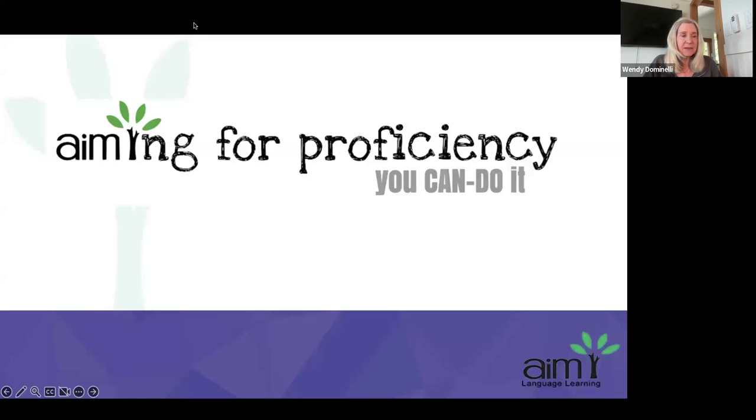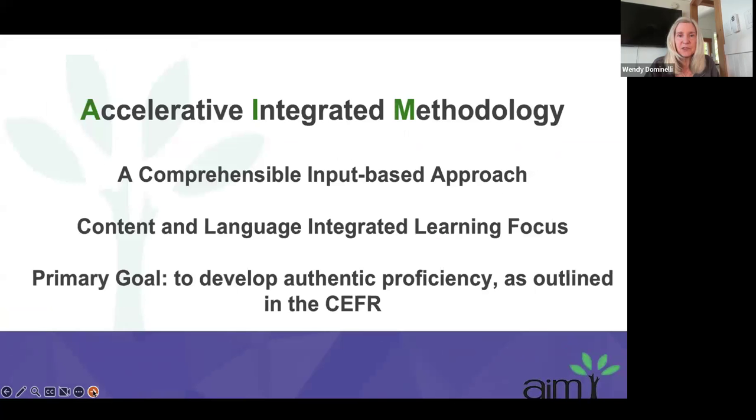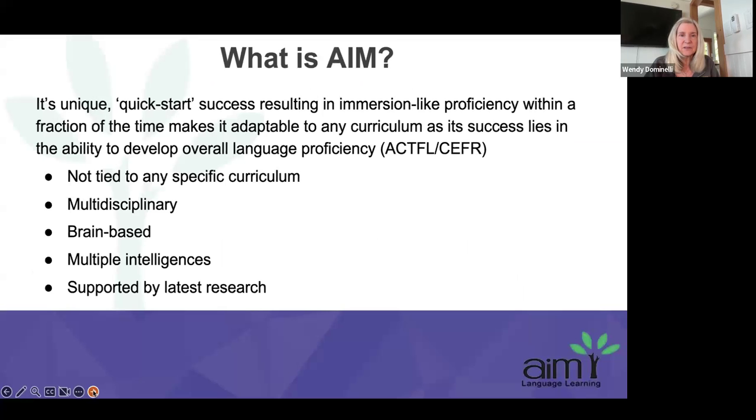And I'm really happy that the new guidelines out there, no matter what province or even country, ACTFL in the United States, for example, and the Canadian provincial guidelines are all focusing now on the can-do statements that come out of the CEFR in Europe, the Common European Framework of Reference, starting in the early 2000s, and just focusing on the development of authentic proficiency, which is what AIM does. I'm going to jump over that.